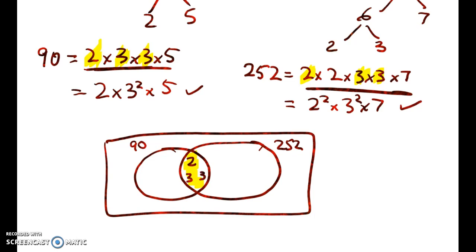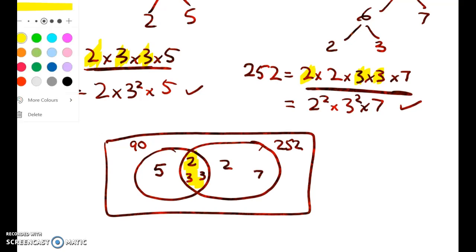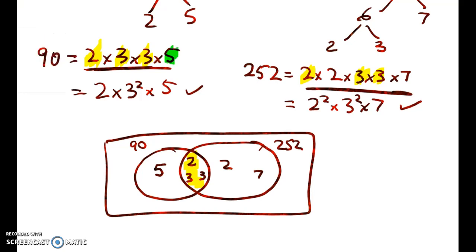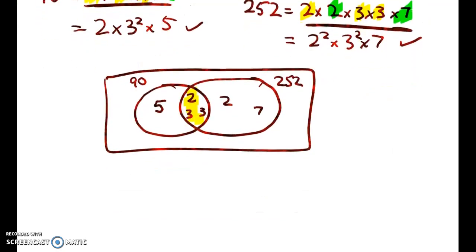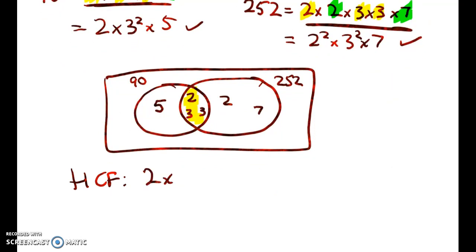That's going to be my highest common factor. Now I just have to place the other ones. So I've got 5 as a prime factor of 90, but not 252. And here I've got 2 and 7. So let's just make sure we can see what's going on. So the 5 is sitting out on its own, and so are the 2 and the 7. So I can now very quickly find the highest common factor. The highest common factor is 2 times 3 times 3, which is 6 3s, or 9 2s, which is 18.